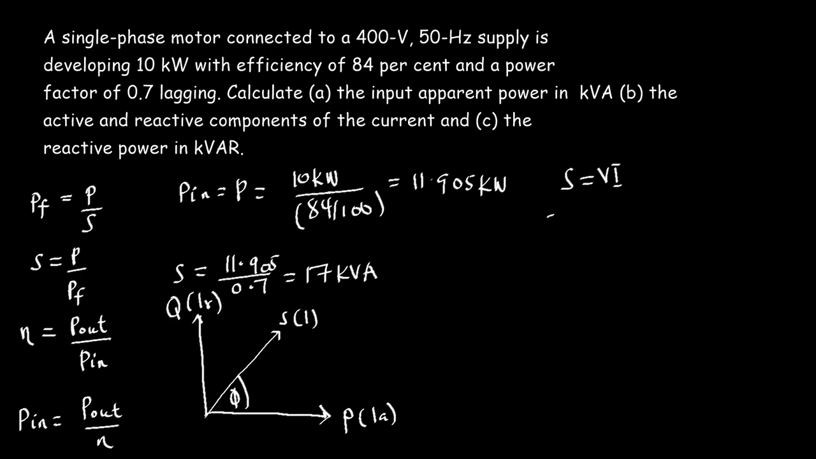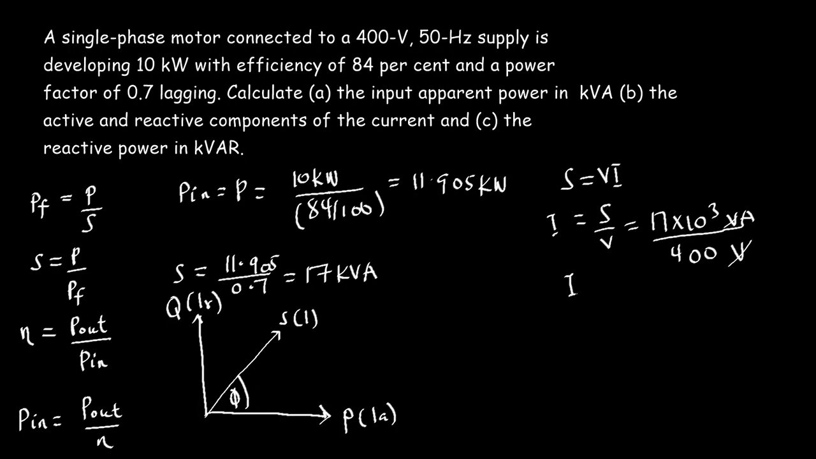So you're going to have the current equal to the apparent power over the total voltage, and this total voltage is given as 400 volts. We know the value of the apparent power too, which is 17 kilovolt ampere. So you're going to have 17 times 10 to the power 3 because of the kilo, divided by the total voltage, which is 400 volts. This is volt ampere, and this is volt, so the volt will cancel out.